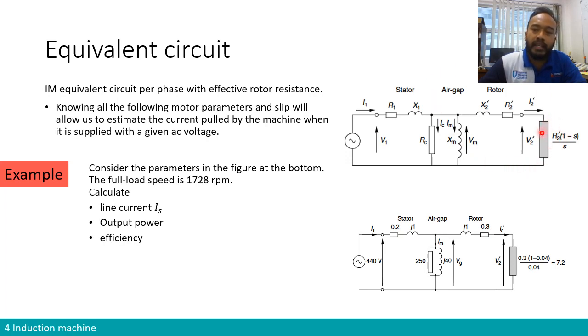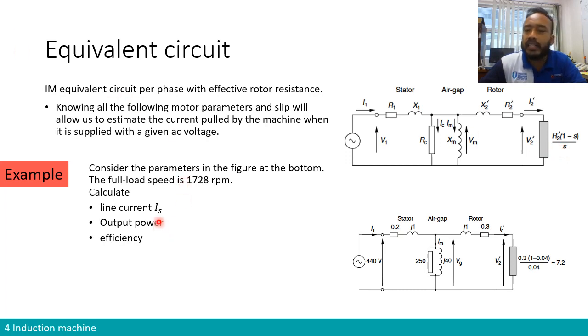but the only difference is basically in terms of the load resistor. So the load resistor is not an electrical resistor. It is a resistor that represents an electromechanical load. So the electromechanical load is basically in relation to the slip as well. So the equation is like this. It's a certain value of resistor multiplied by 1 minus S over S.